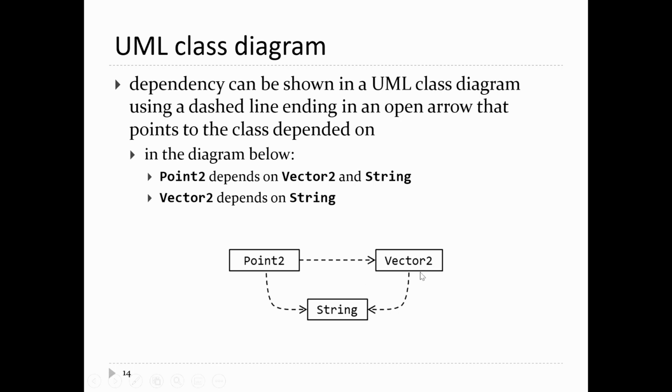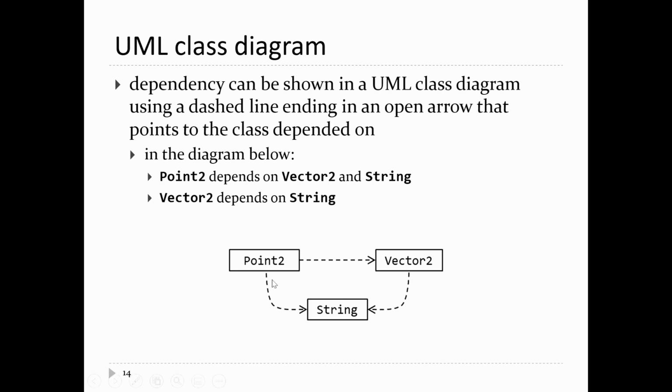It says that vector2 depends on the string class, because vector2 also has a toString method. And it says point2 depends on the vector2 class. If you look at the vector2 class, I don't think there's any method that uses a point2 object. So it's not the case that vector2 depends on point2.